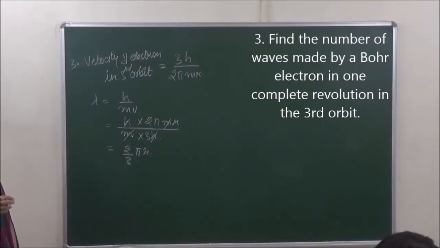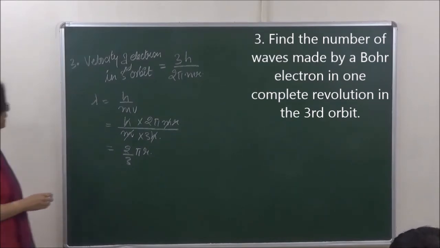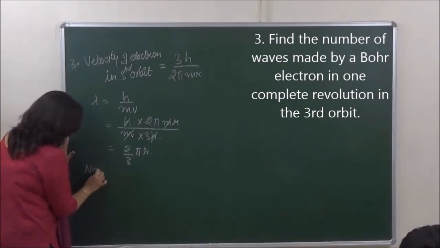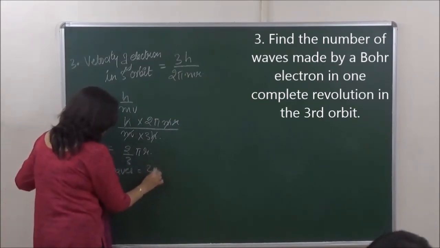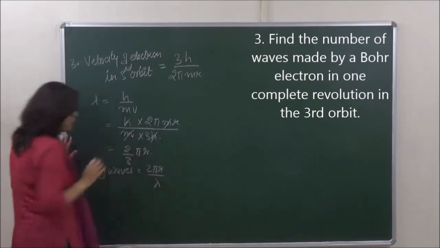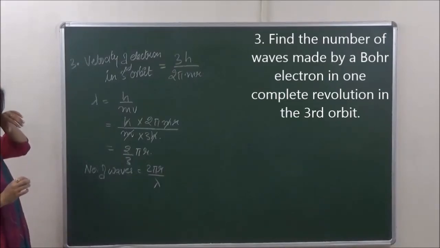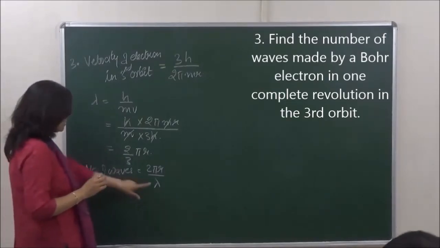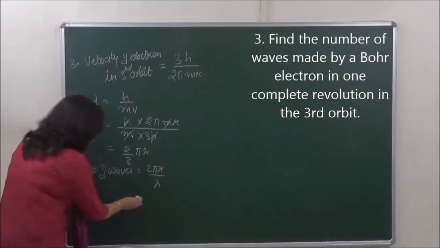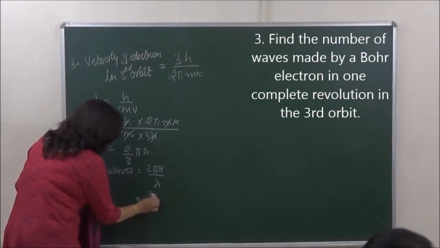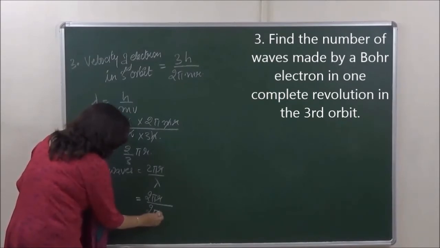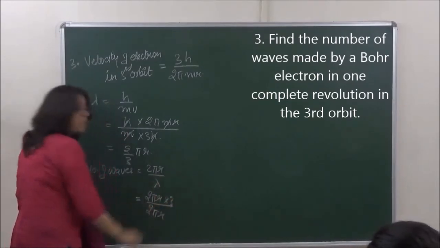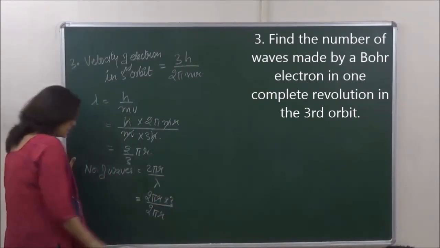Right? Now when we are talking of number of waves, the number of waves is equal to 2 pi r upon lambda. This formula also we have already done. Okay, so let's put down the value of lambda over here. That will be equal to 2 pi r upon 2 pi r by 3, which gives 3.